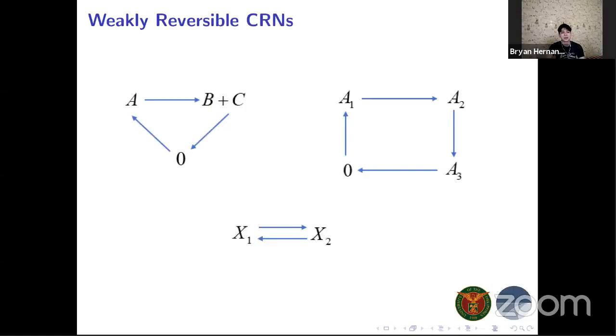I will not define formally what weakly reversible reactions are, so I will just describe them. The first reaction is a weakly reversible reaction. For a weakly reversible reaction, for any pair of complexes, there is a path from one to the other, and then you can go back to the other one. So for example, you have A and B plus C. You can have a path from A to B plus C, and then you can go back via this path. And this is another weakly reversible CRN, and this is also weakly reversible. This is a reversible CRN, and reversible CRNs are also weakly reversible.